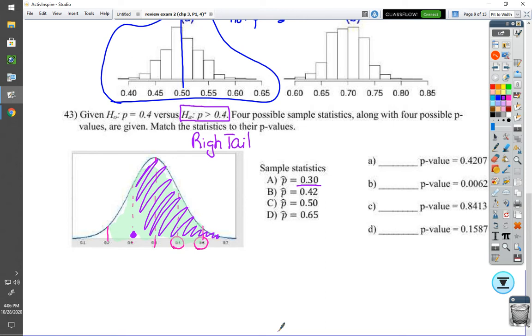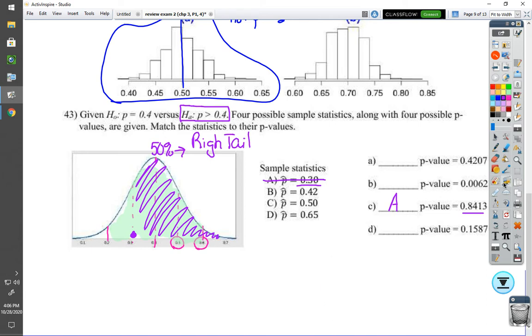Well, that's a lot of area, right? Matter of fact, it's more than 50%, because remember, the middle contains 50% going to the right. So I have to have a number greater than 50%. This is the only number greater than 50%. Letter A has to go with that one.